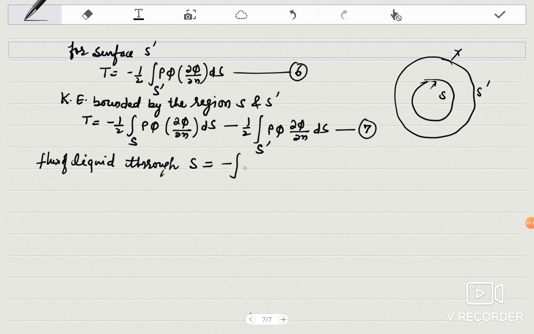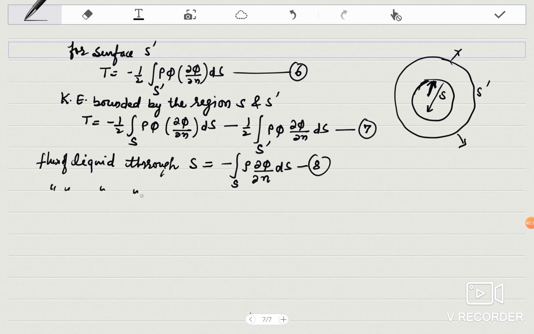It will be rho delta phi delta n ds, density into velocity. And what does this minus delta n represent? If I am taking this direction, is it the inward direction or the outward direction? This is the outward direction for this surface, and this is the outward direction for this surface. So it is in the inward direction, and that is why the minus symbol represents the flux of liquid through S.